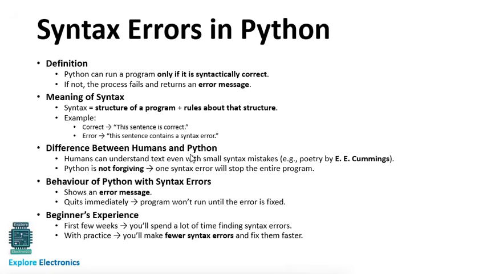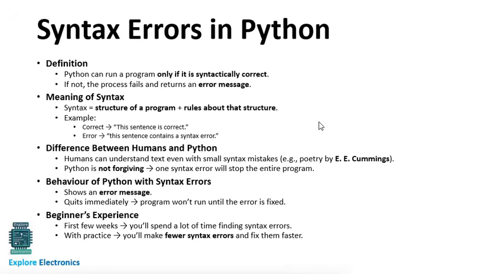Difference between humans and Python. Let us understand. Humans can understand text even with small syntax mistakes. If I am telling you something and I have made some mistake while telling you, you don't point it out, you just neglect it. That's why humans can understand the text even with small syntax mistakes. But Python is not forgiving. One syntax error will stop the entire program. Even if I have made a small mistake in the middle, it will stop the entire program.